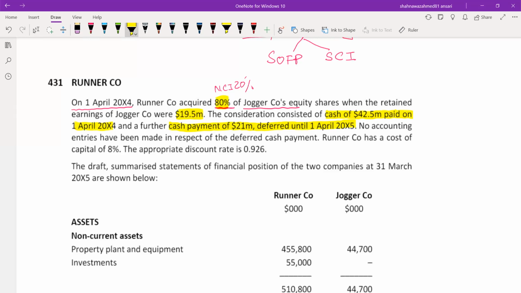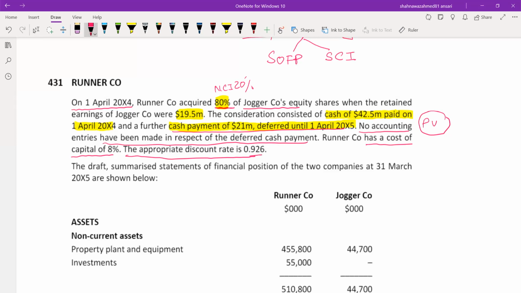So whenever there is a deferred consideration, we need to calculate the PV of deferred consideration. And then we have to consider the time value of money, the unwinding of discount as well. No accounting entries have been made in respect of the deferred payment. That means cash payment of 42.5 million is already recorded. So we need to pass the entry related to deferred consideration, and we need to find out the present value. For present value calculation, cost of capital is 8% and the discount factor is 0.926.